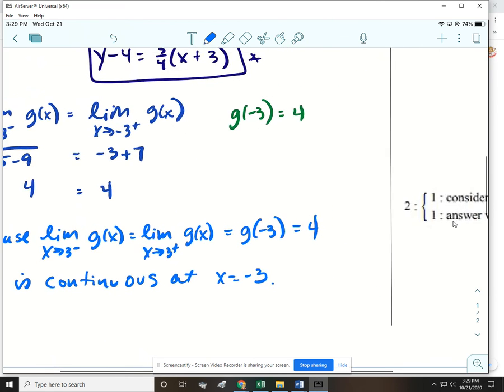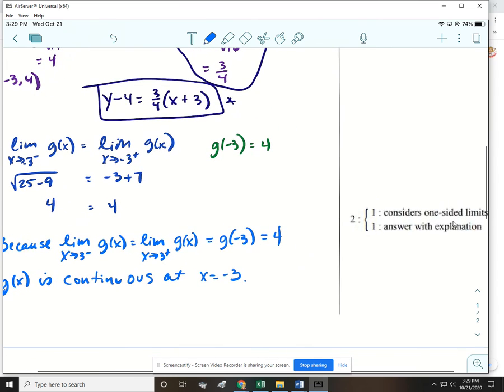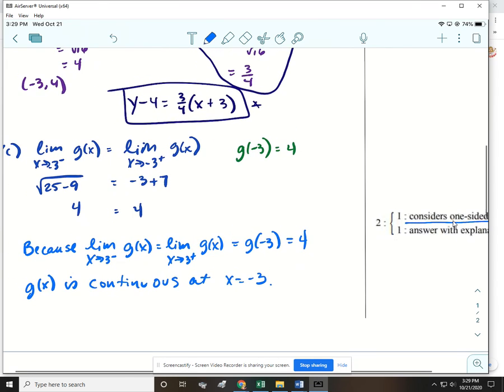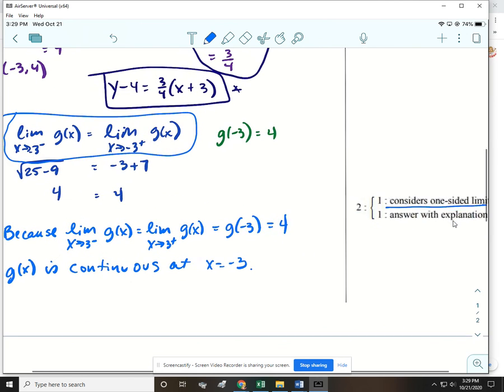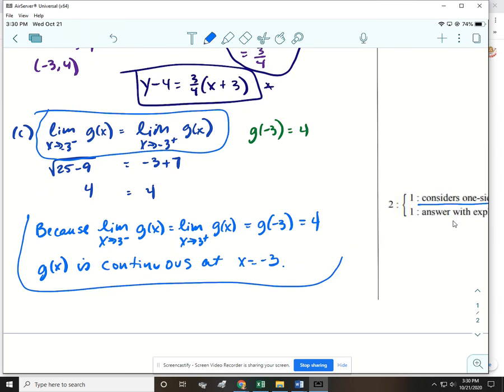Now what the AP people give points to considers the one-sided limit. So just writing this right here, you get a point. And then your answer with explanation gets you a point.